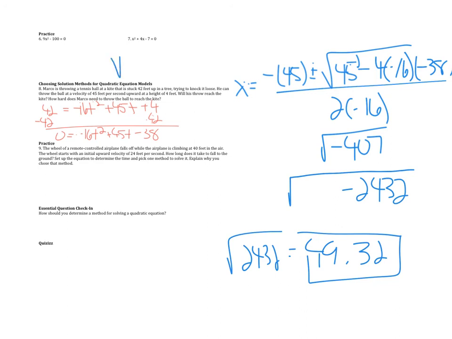So the velocity needs to be greater than 49.32. And I guess equal to 50 since we rounded up. Right, and so substitute that in, and that will give you what that is.